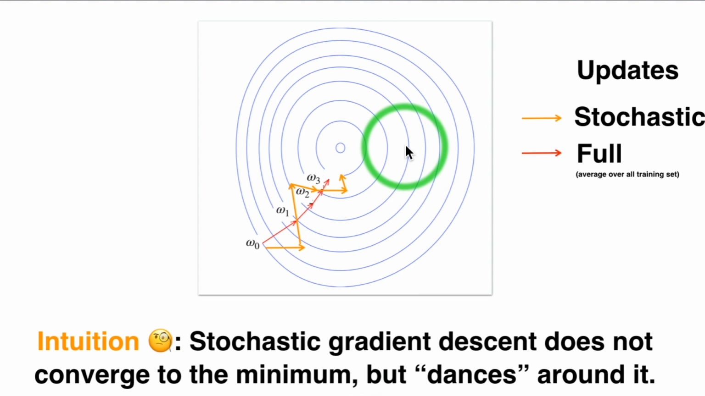So the intuition is simple. Stochastic gradient descent does not converge to the minimum straight away, but as you read here, it dances around it. So what does it mean? Well, visually, there is this trajectory which is not straight. This is due to the fact that we're not taking into account all the samples, but only one of them at a time. And obviously this introduces some noise, some randomness, but it's so much faster that this little drawback doesn't really bother you too much.